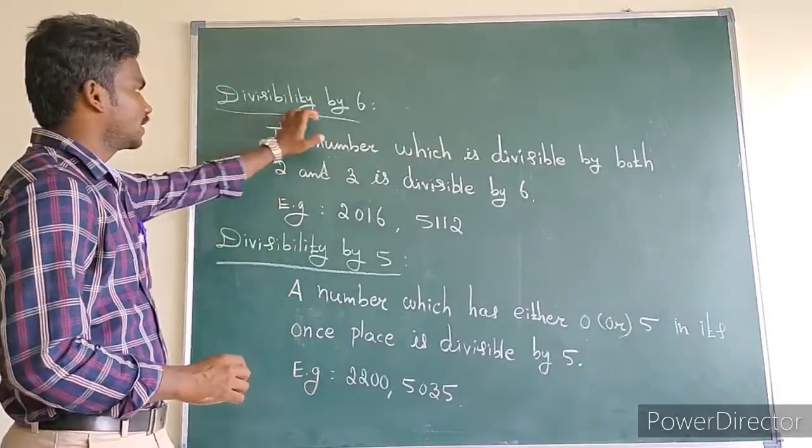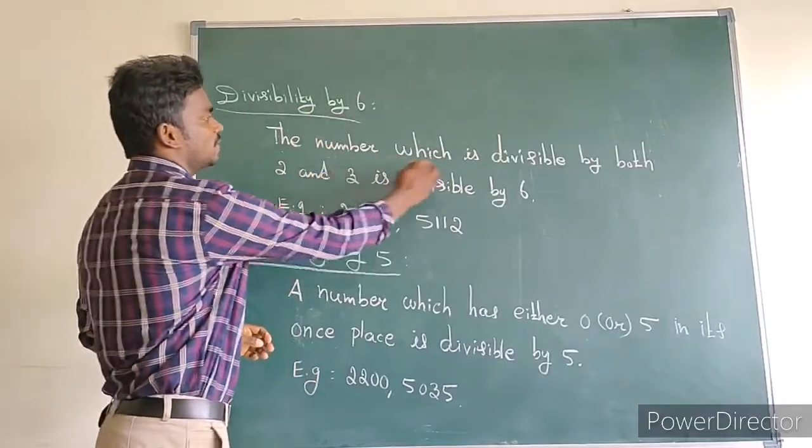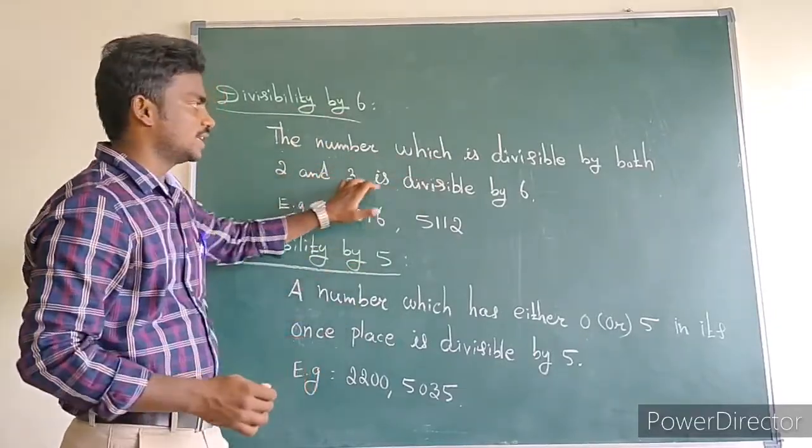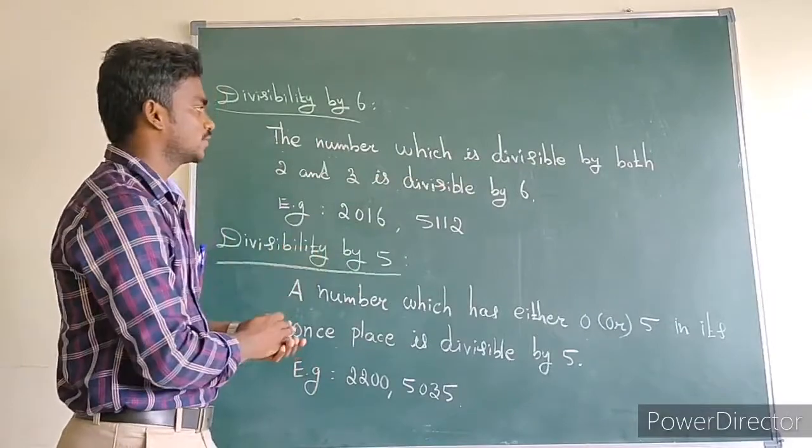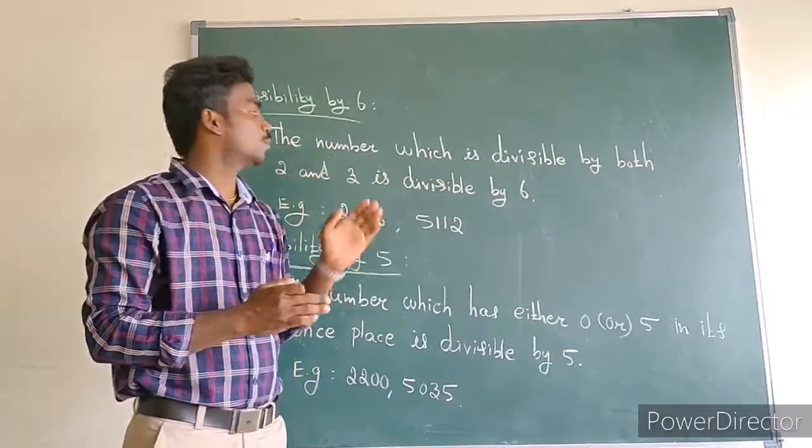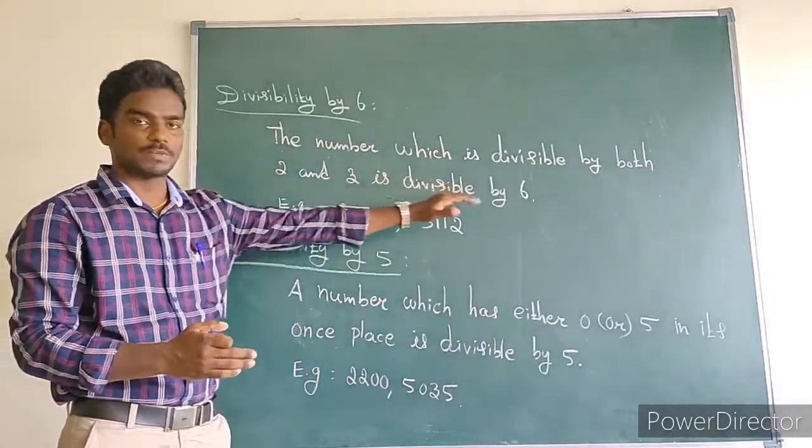So next, the divisibility condition for 6. The number which is divisible by both 2 and 3 is divisible by 6. What is the condition for 6? A number which is divisible by both 2 and 3 is divisible by 6.